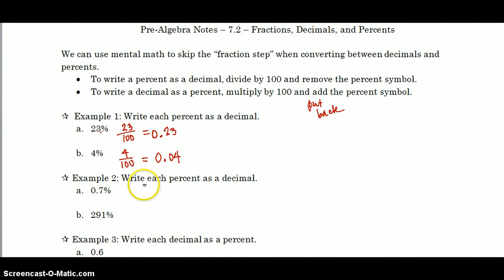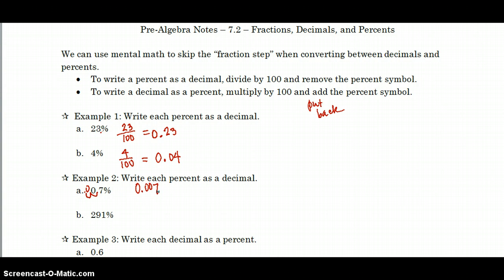Take just a second and see if you can write each of these percents as a decimal. I'm going to wait just a second and give you a chance. So I'm going to skip the step of actually writing 7 over 100 and just think in my mind I'm going to move that decimal 2 places to the left. So 12% is going to become 0.12.